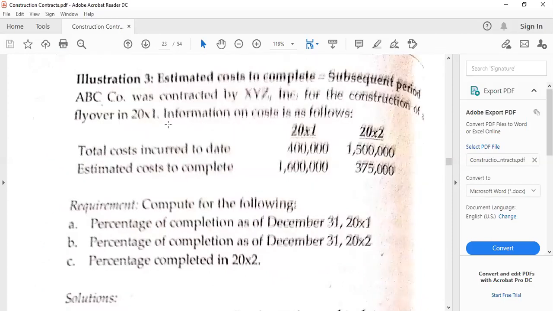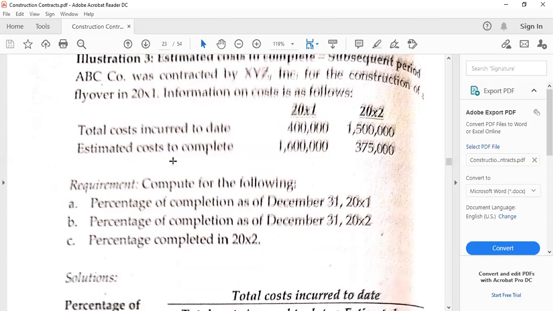Next, what about illustration 3, wherein we are asked the following questions. Percentage of completion, all right? So we are also given the following items. Take note, these are total costs incurred to date.